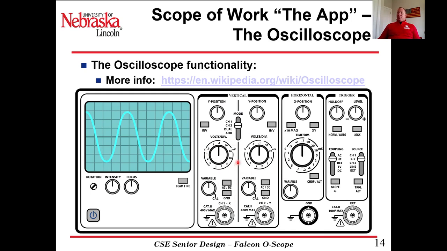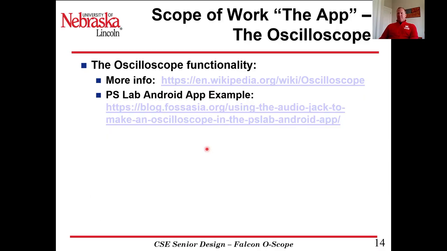Having the 2 channels input, and you can change the volts per division, so how much per division on this scope face grid, and then time per division, so when you're changing the frequency on the display and how much time you have per gradient, you can adjust those types of things. You can trigger at different levels, and these types of things will be incorporated into the app as well.